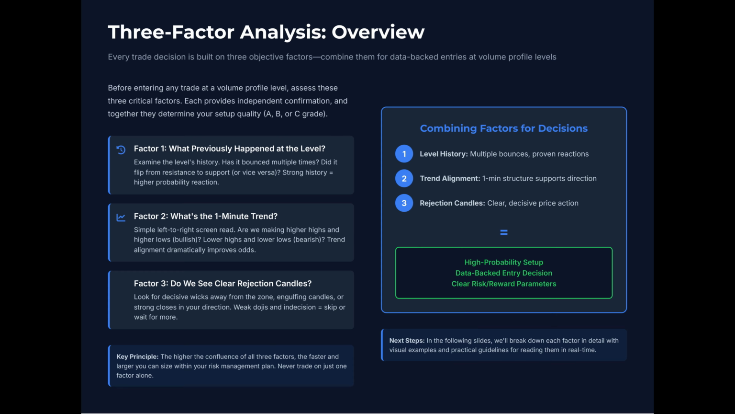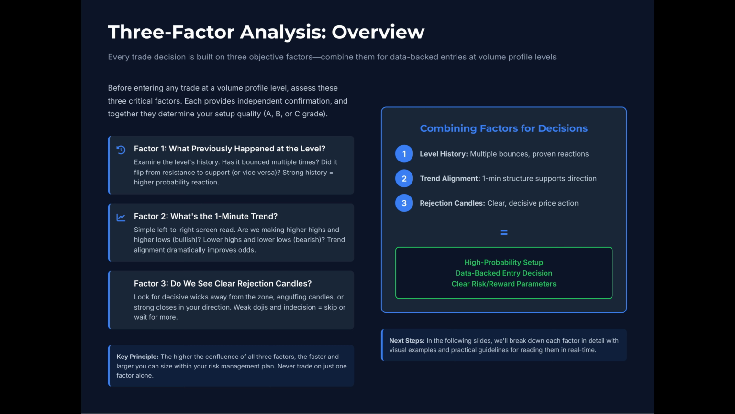Now, here's the beauty of this framework. These three factors work together as a scoring system. Each factor can be scored 0, 1, or 2 points, depending on its strength. Add up the scores, and you get an objective classification. 5 to 6 points total, that's an A-grade setup. Aggressive entry, tight stop, high confidence. 3 to 4 points, B-grade setup. Wait for confirmation, use wider stops, moderate confidence. 0 to 2 points, C-grade. Skip entirely, protect your statistics, no edge present.